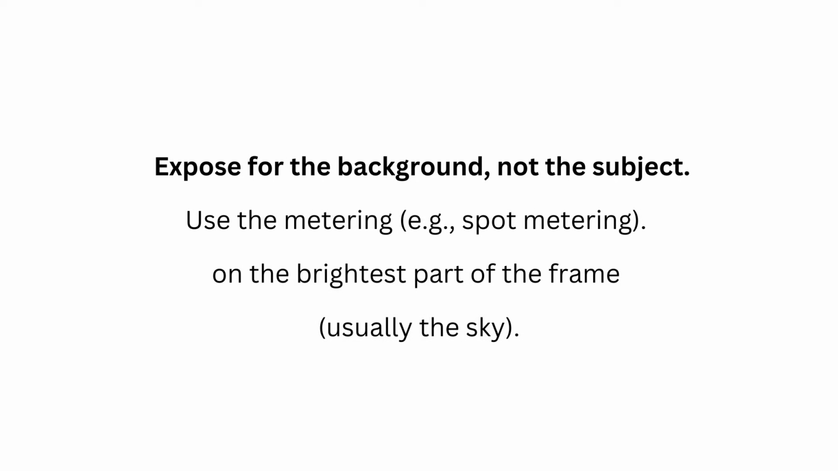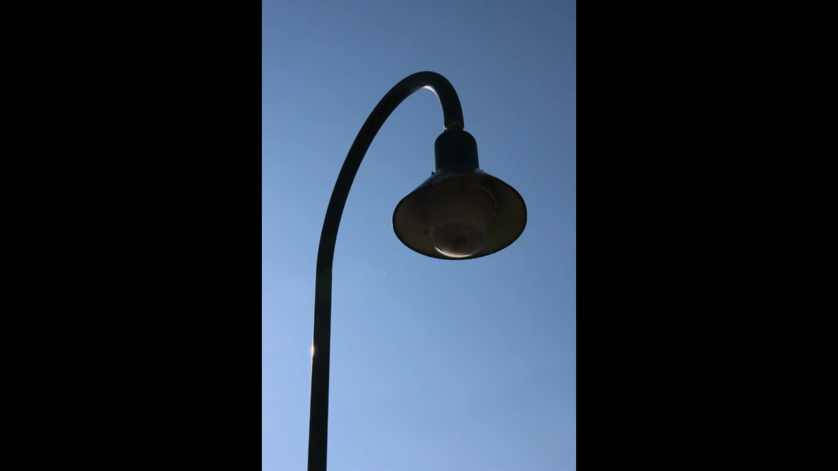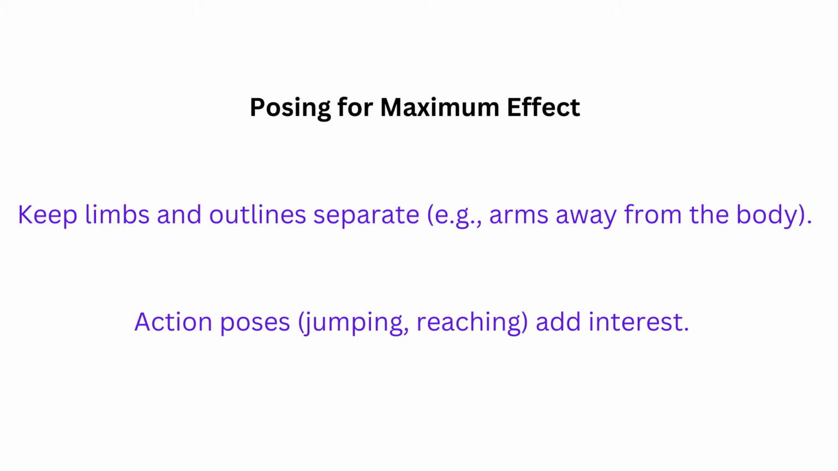From a camera setting point of view, you're exposing for the background, not the subject. You're not trying to get detail in the subject. It's the absolute opposite. If you're metering, you'd be metering at the brightest spot so that there's a more dramatic silhouette. And one thing, if you're working with people around silhouettes, often keeping the limbs separate.